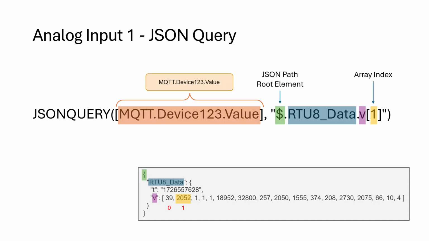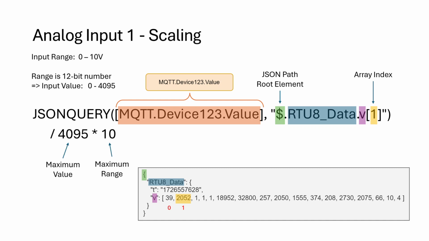Reading the analog input is very similar to the site ID. We'll again use the JSON query function to extract index 1 from the payload array. But there's one more thing we need to do, because the number 2052 shown here is a raw number and is not the actual voltage being measured at the input. To solve this, we need to apply some scaling.